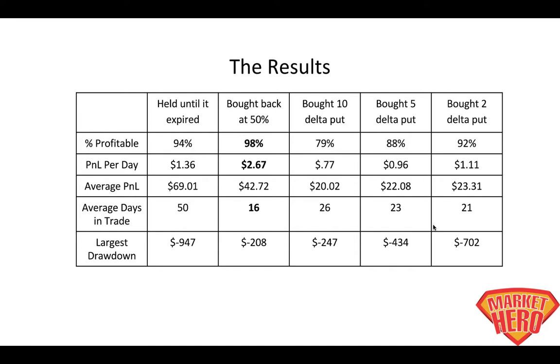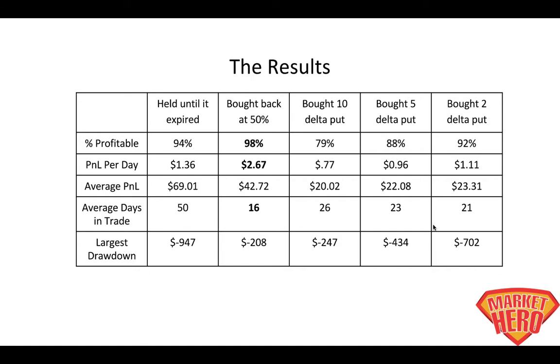So how do these strategies work? Well, you guys know the first two. Obviously, the best way to do it is buying back at 50%. You're supposed to be right 84% of the time. However, you're right 96% of the time for $2.67 per day, right? So if you buy the 10 delta put, yeah, it's a profitable strategy, but you only make about 77 cents per day. It's not great. If you buy the 5 delta put, you only make about 96 cents per day. And if you buy the 2 delta put, you only make $1.11 per day.